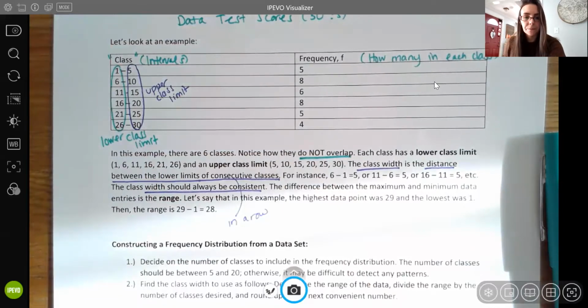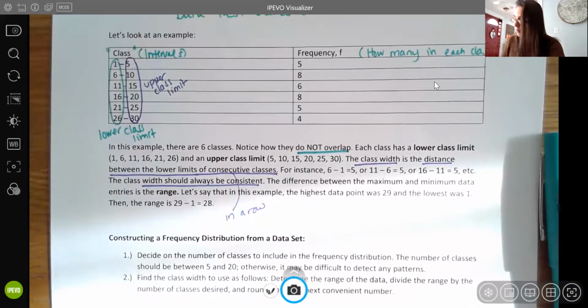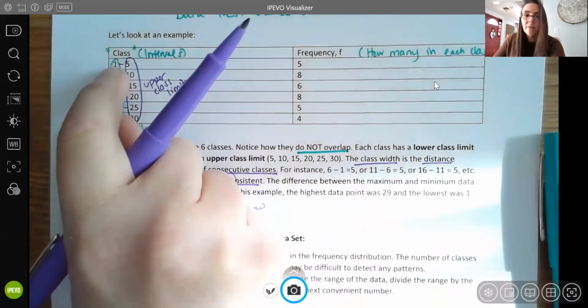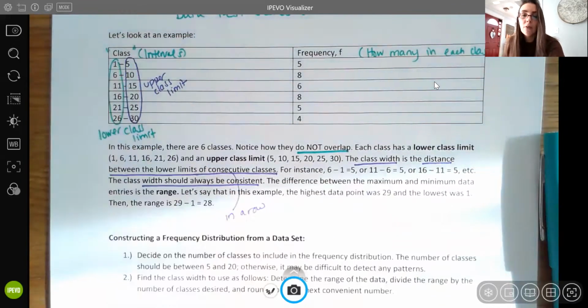It really doesn't matter. Do be careful though. The class width is not 5 minus 1 or 10 minus 6 or 15 minus 11. That would give you 4. That's a very common mistake that students make, is they look at the values within a class, but that's not the class width. Class width goes from lower class limit to lower class limit or upper class limit to upper class limit. Okay, so just be careful there.